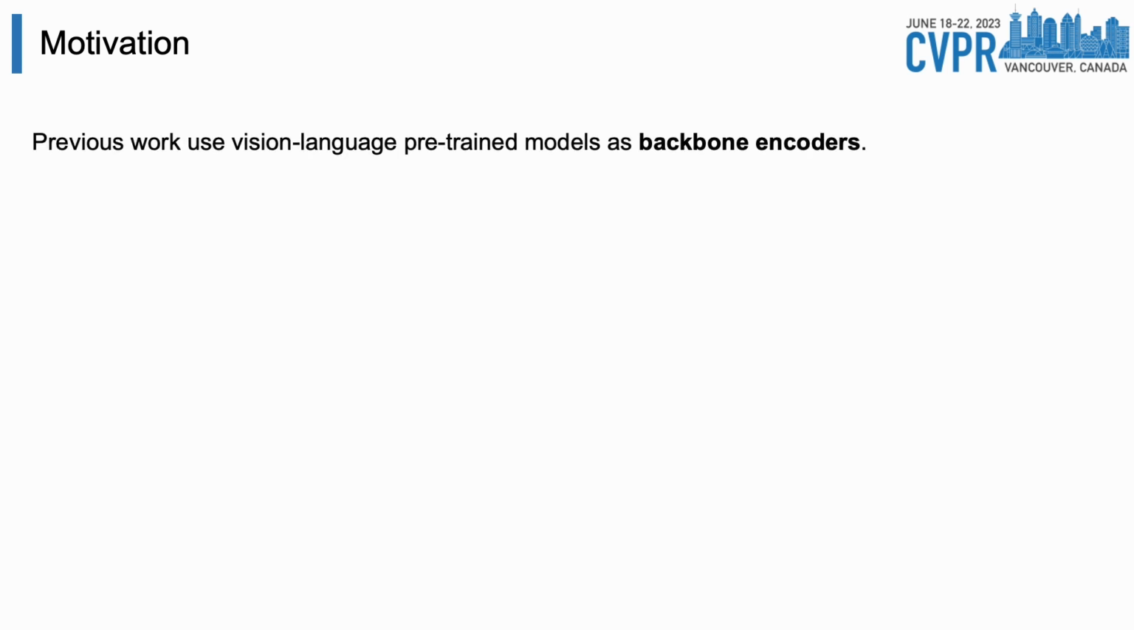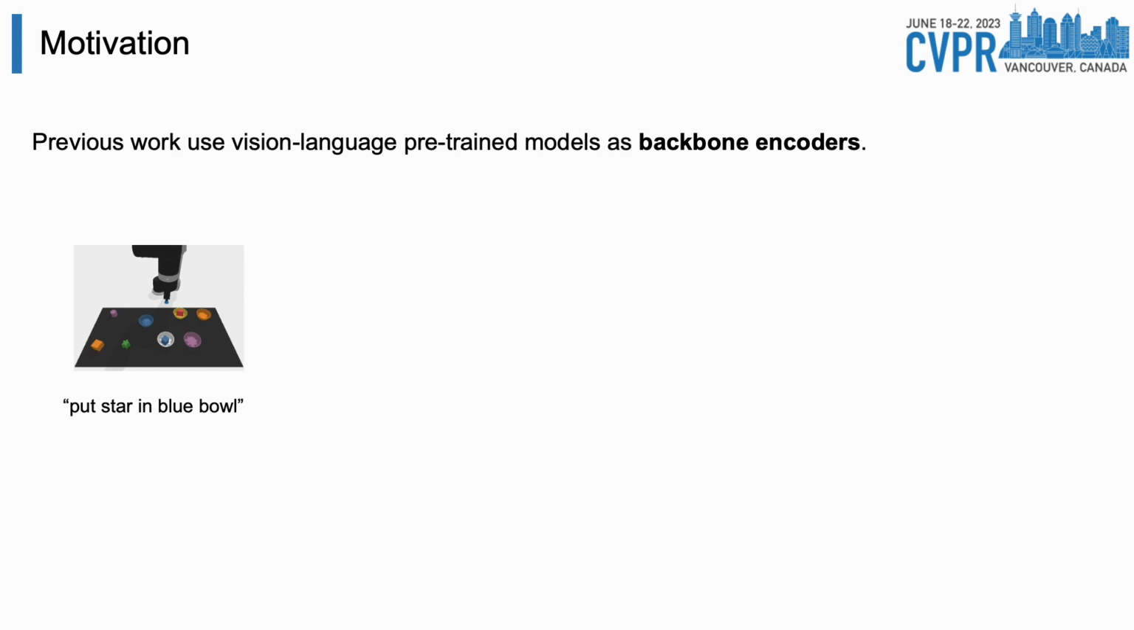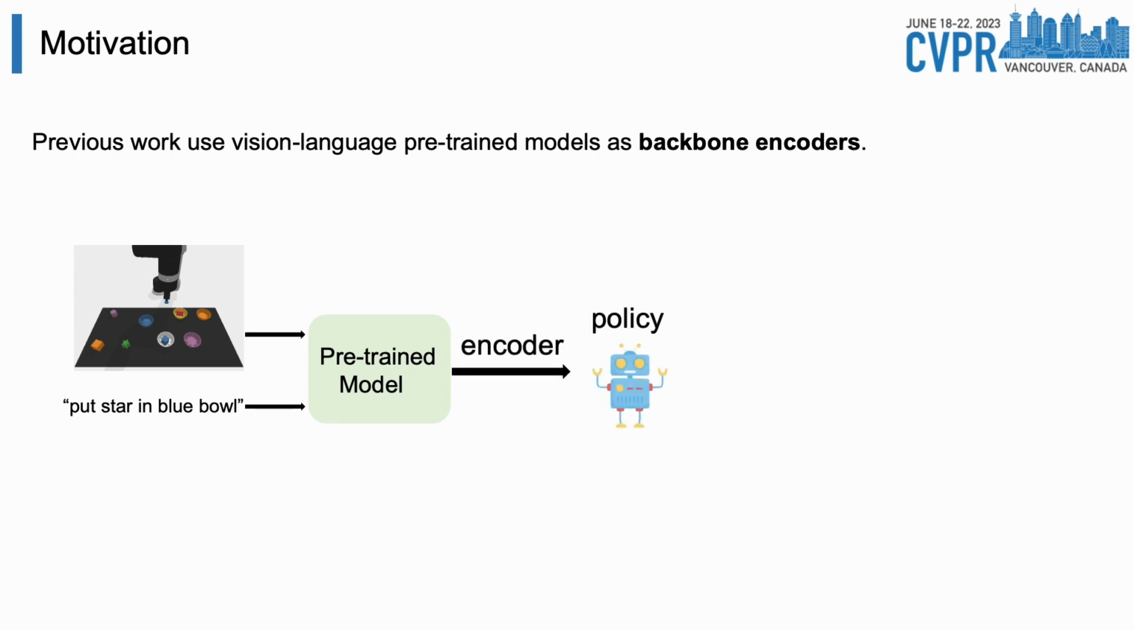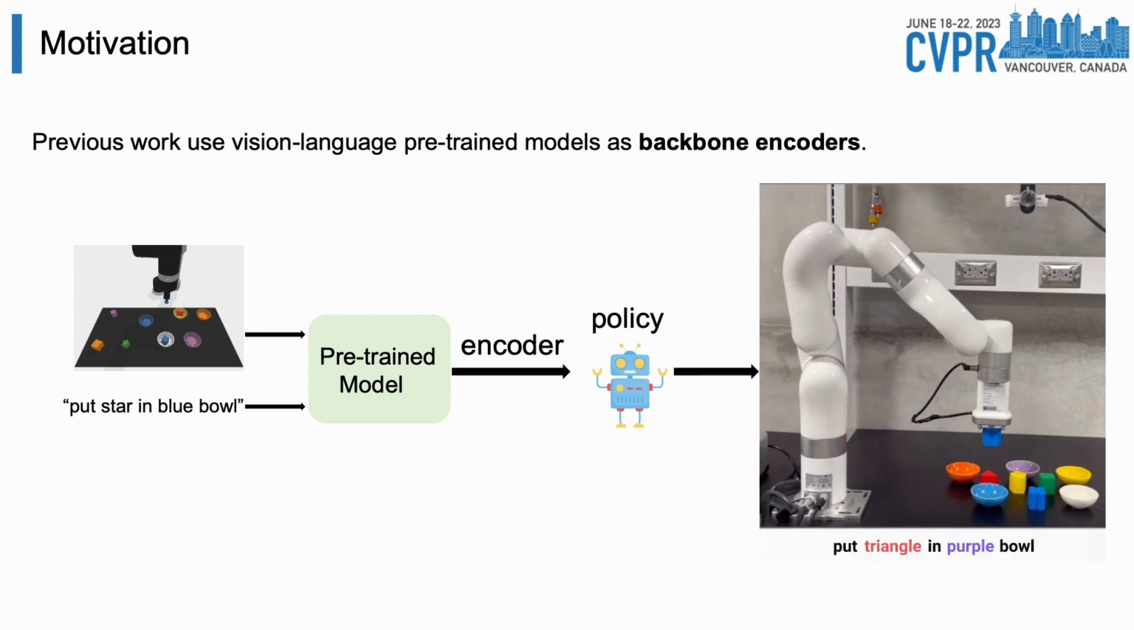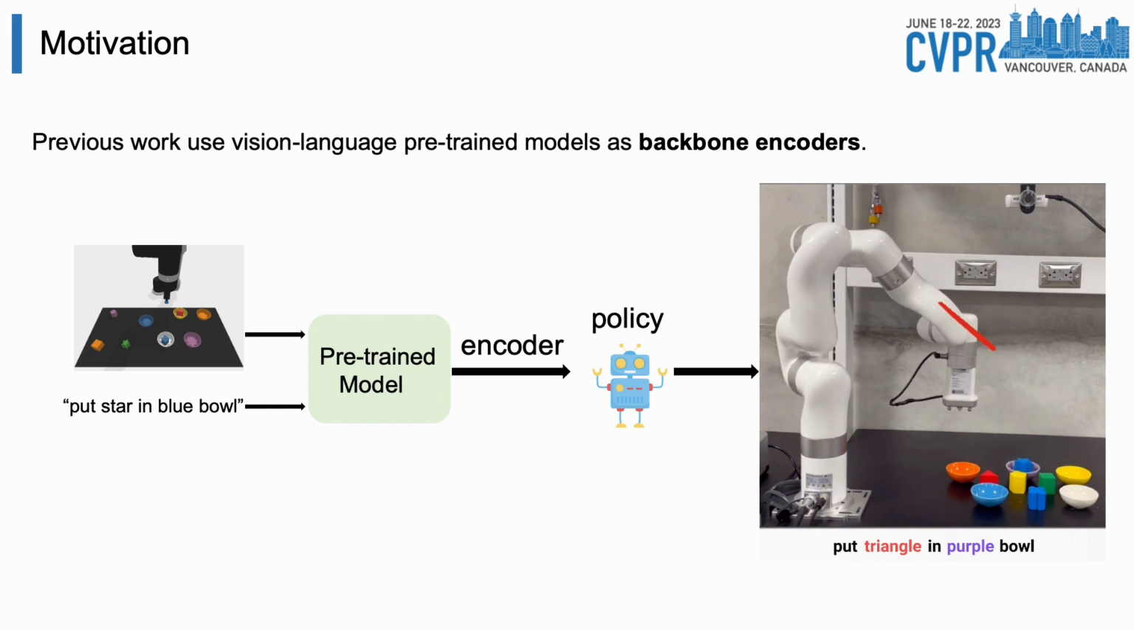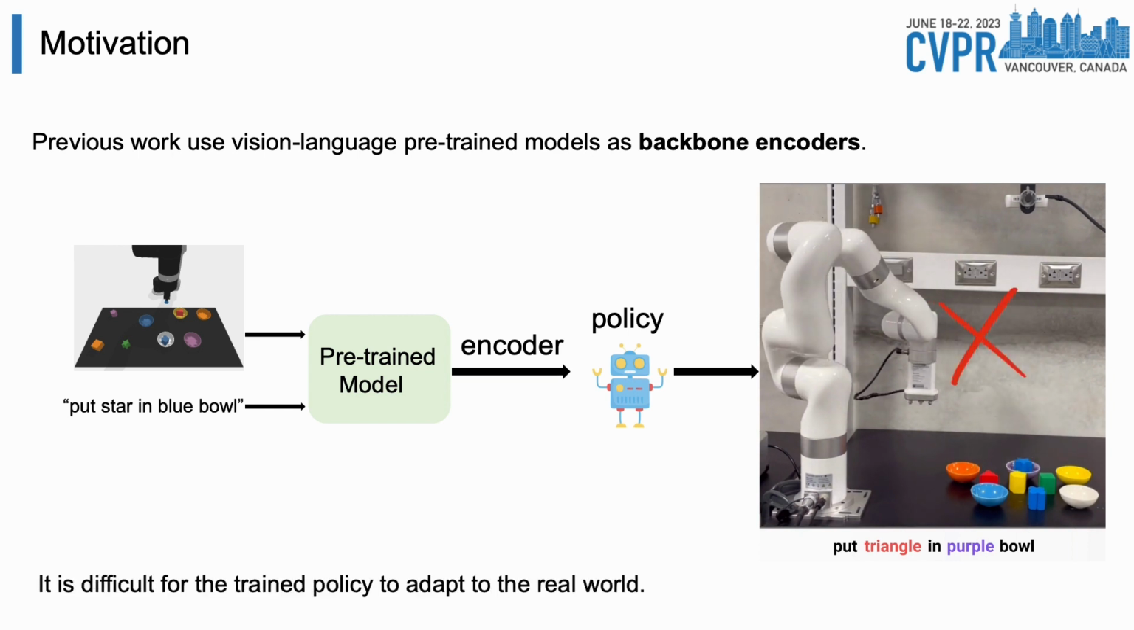Recently, there is a trend on leveraging the pre-trained foundation models in robotics to build general-purpose robots, and they use vision language pre-trained models as backbone encoders. So we can see that the visual observations and the language instructions are fed into the pre-trained model to encode semantic representations for the policy. So let's see the result when we train such a method on simulation data and adapt it to the real world. We find it's difficult for the trained policy to perform well in the real world.